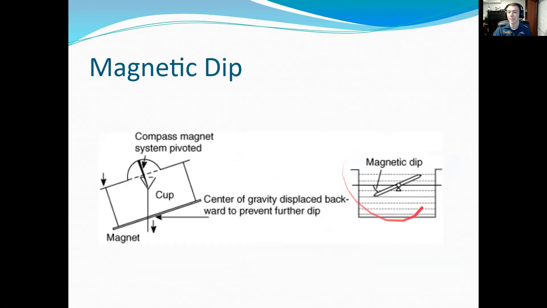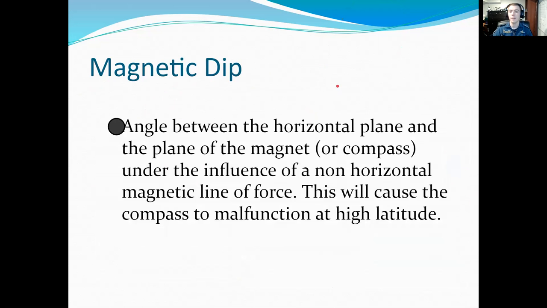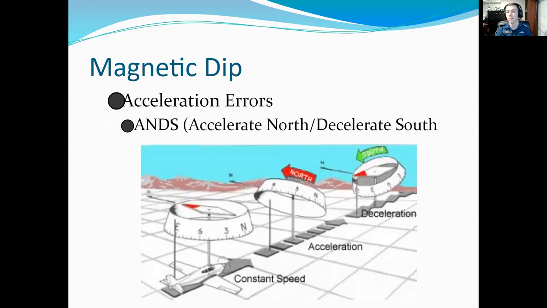So this is how that dip happens. So your gravity ends up pushing the card down, or the cup, the actual compass itself, inside that fluid, and you can see that one end ends up lower compared to the other. And so we do have systems in place to help prevent that. So here you can just read this. So it's the angle between the horizontal plane of the magnet or compass under the influence of a non-horizontal magnetic line of force. So basically what this means is just when you go up high north or you go way down south, like in the southern hemisphere toward Antarctica, you're going to get malfunctions of your compass and it's eventually going to become basically useless.